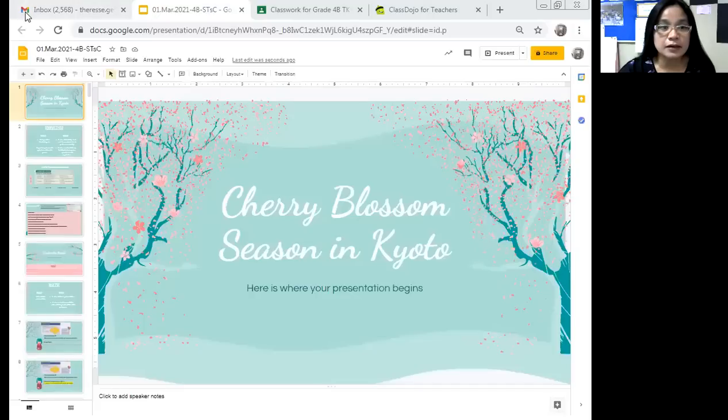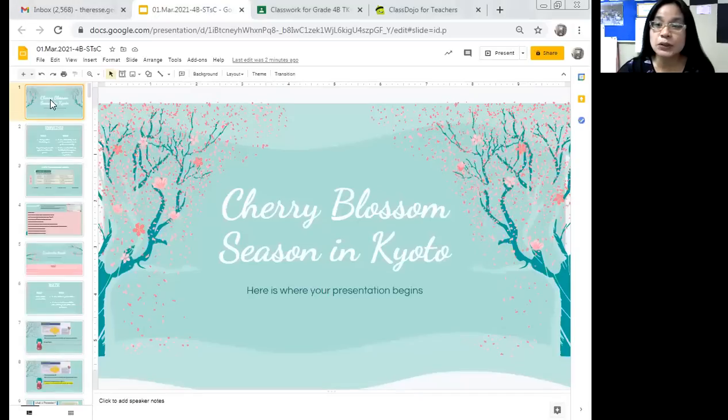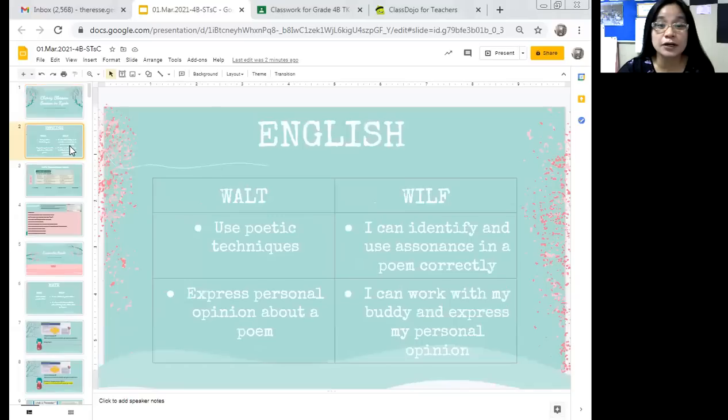Here comes the slide. We're going to start our day with English, and you will be exploring some poetic techniques. You will be encountering some not actually new words. These are words that you already have encountered before. So it will give you a little chance to discover something from the poem.